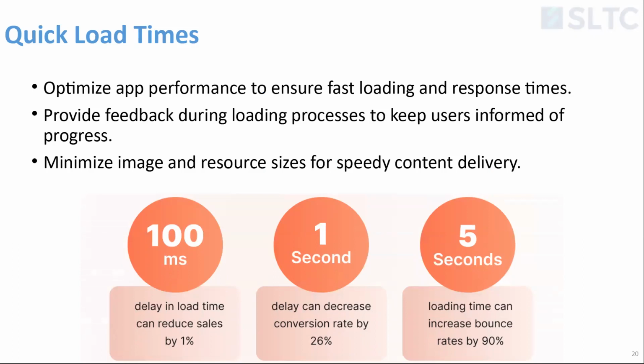If your system is 100 milliseconds slow, you are losing 1% of sales. A 100 millisecond delay will lead to a 1% loss of sales. If your application has a 1 second delay or is slow, you are losing 26% of conversion rate. Conversion means what? People who came to see it and then go to the next step. You are losing 26% of those people.